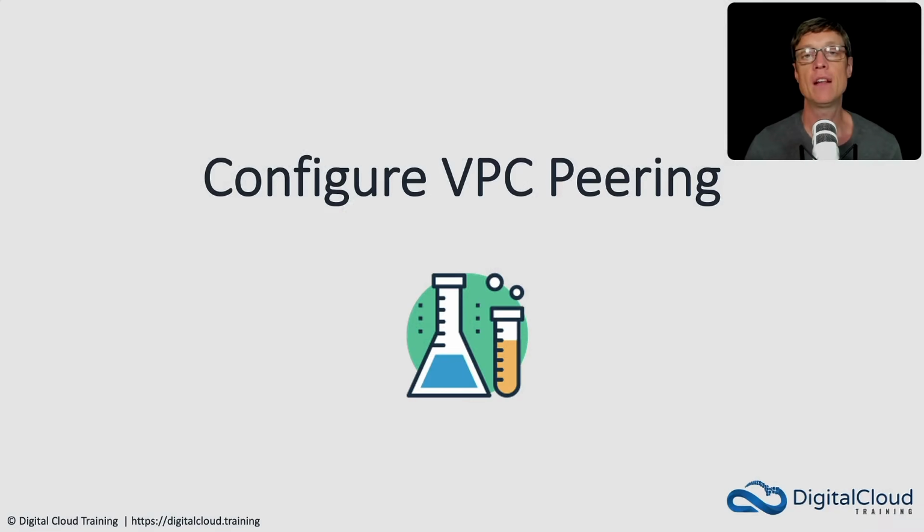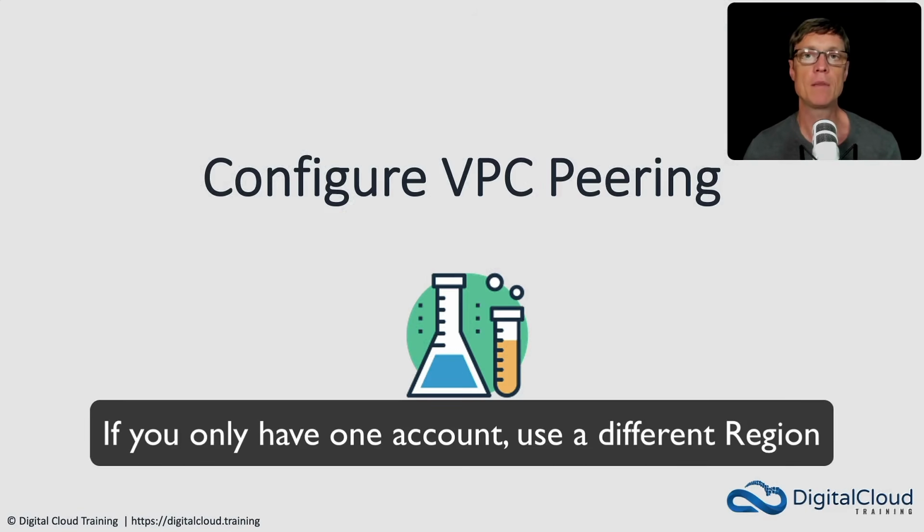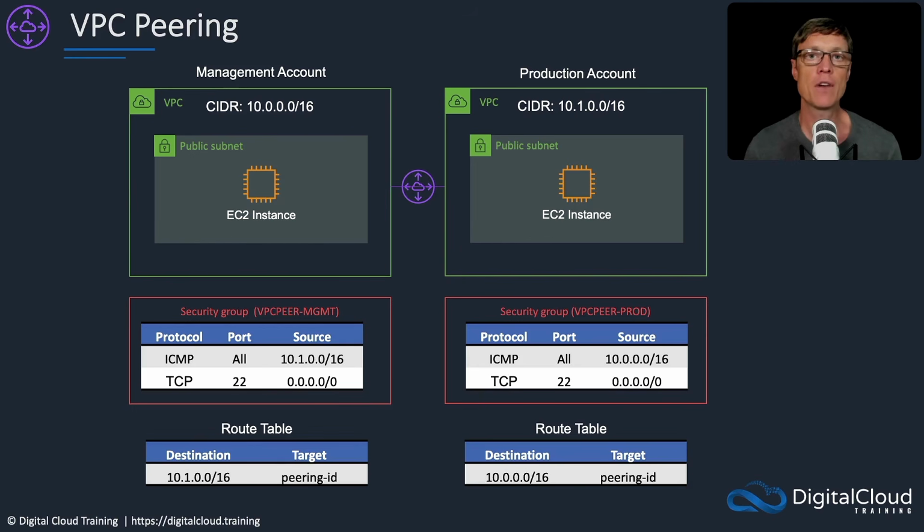Hi guys, in this lesson we're going to create a VPC peering connection between 2 VPCs in 2 different accounts. So the configuration is going to be pretty much what we see on the screen here. We have our management account in our AWS organization and our production account. And we're going to have a VPC in each using these CIDR blocks. And then we're going to create security groups and specify these particular rules.